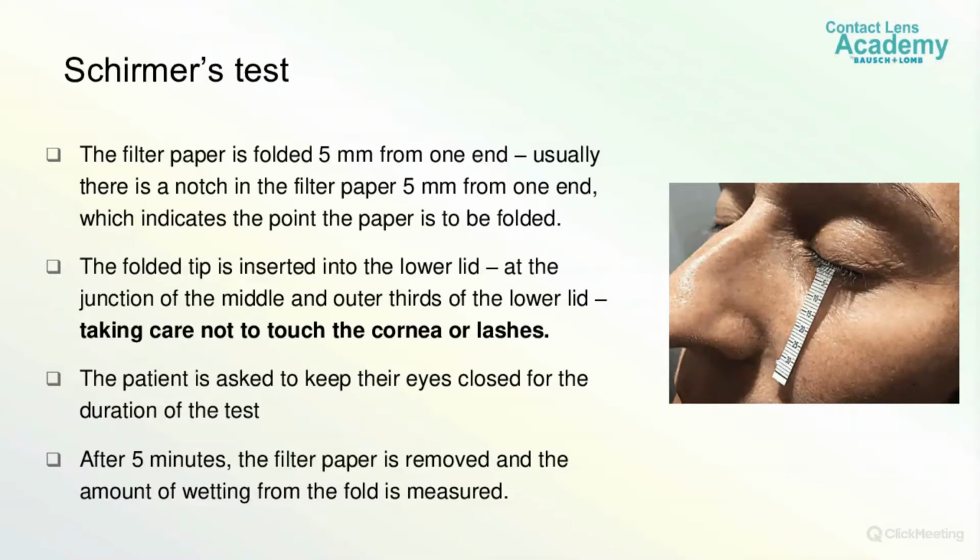The folded tip is inserted in the lower lid at the junction of the middle and outer thirds of the lower lid. You should take care not to touch the cornea or lashes. The patient is asked to keep their eyes closed for the duration of the test. After 5 minutes, the filter paper is removed and the amount of wetting from the fold is measured.